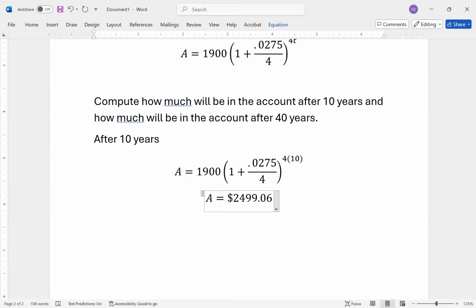So after 10 years, we go from 1,900, and we've gained almost $600.